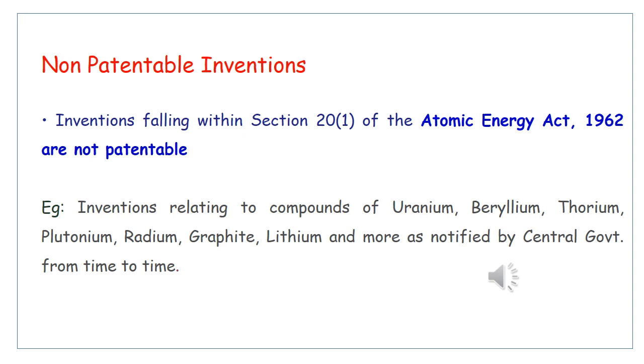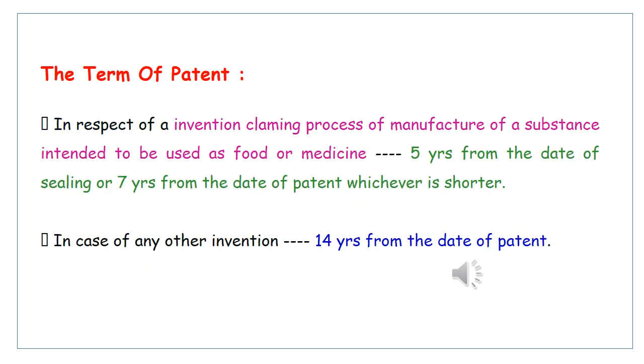The terms of patent. In respect of an invention claiming process of manufacture of a substance intended to be used as food or medicine, the term is 5 years from the date of sealing or 7 years from the date of patent, whichever is shorter. In case of many other inventions, 14 years from the date of patent.